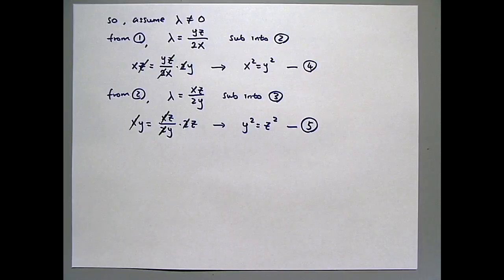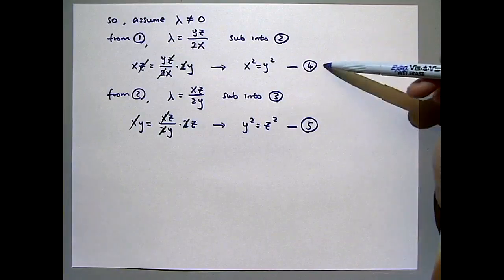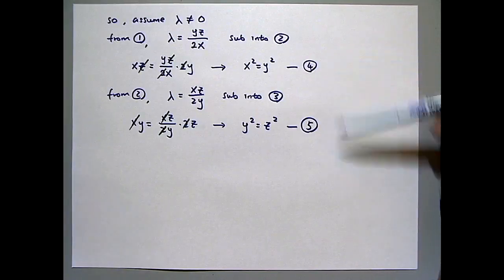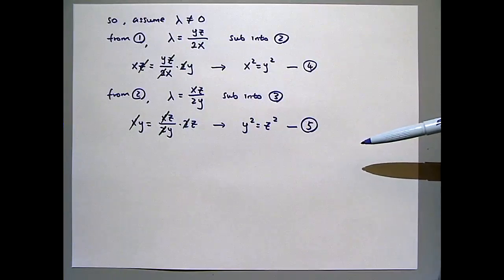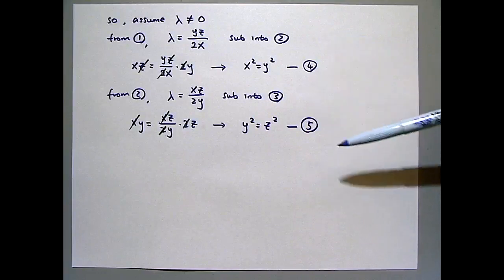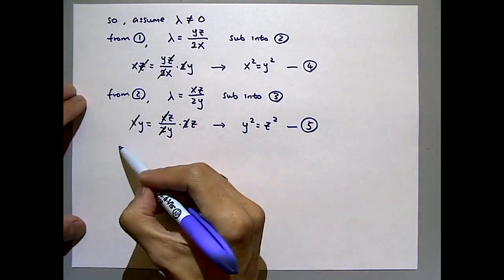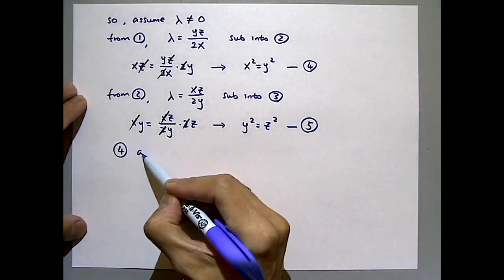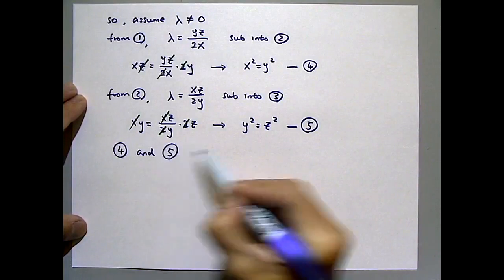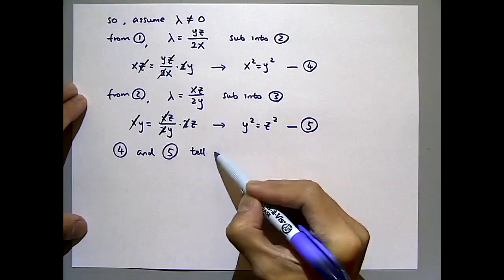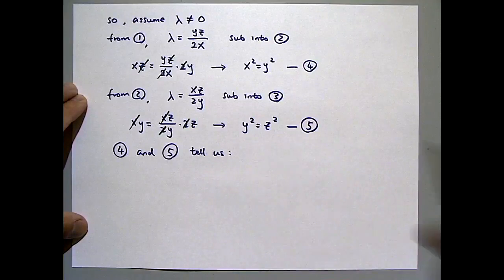Okay, so far so good? Yes? Nod your head if yes. All right, good. Now, looking at equation 4 and 5, what else can we deduce from those two things? X squared is equal to z squared, right? So 4 and 5 tell us this very important thing here.